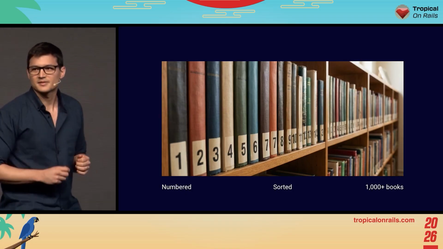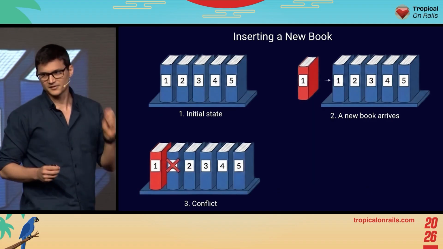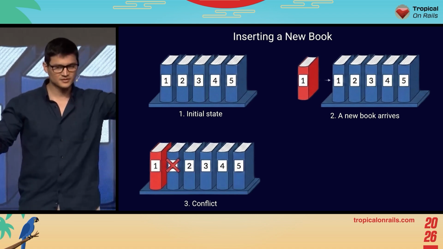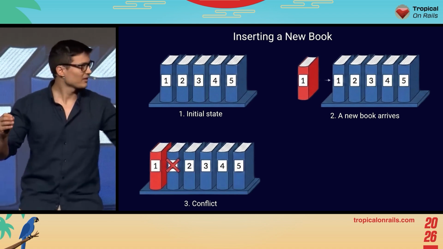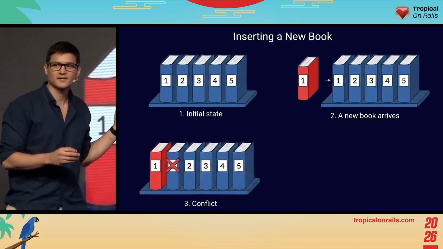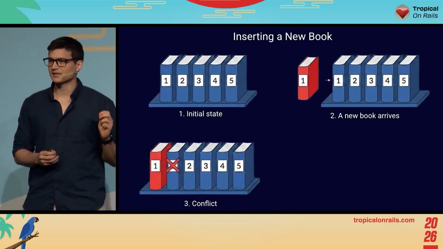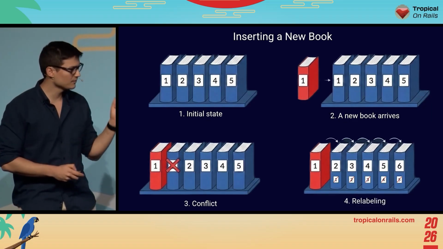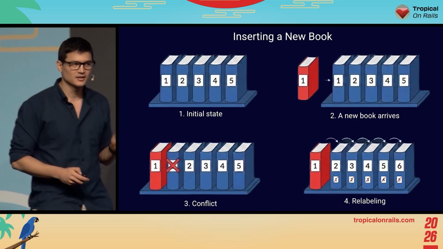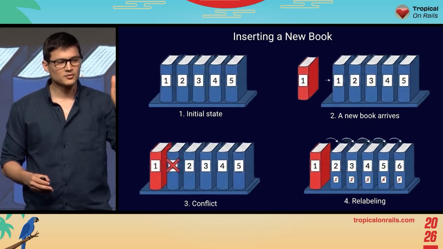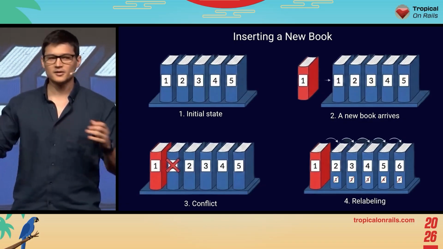A new book arrives, and you want to insert it in the first position. So you grab the new book, and you insert it in the first position. But now, 2 books have the exact same label. How do we fix this? We have to relabel all the books from the beginning to the end. So your book number 1 becomes 2, your book number 2 becomes 3, all the way to the end.